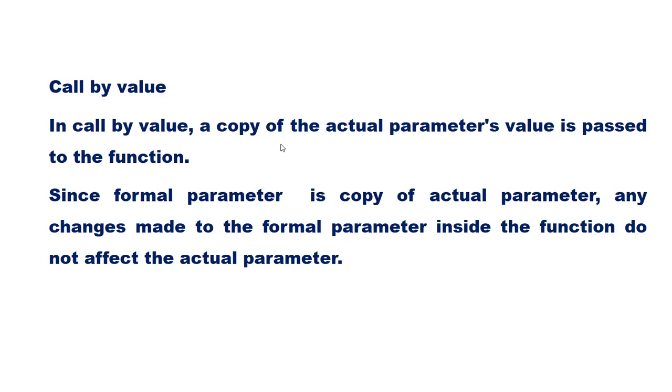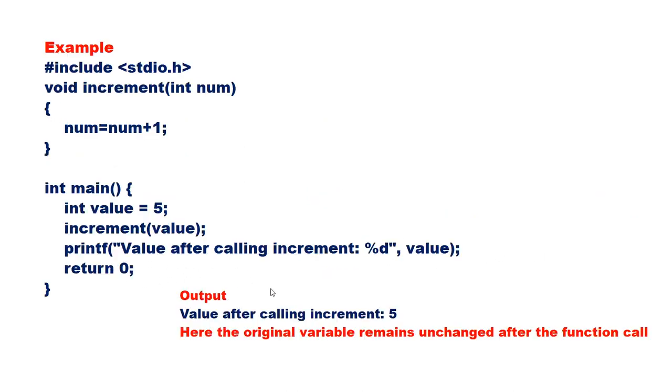In call by value, a copy of the actual parameter's value is passed to the function. Since the formal parameter is a copy of the actual parameter, any changes made to the formal parameter inside the function do not affect the actual parameter. Let us see an example. We have a function increment which takes an integer variable. Inside the body of the function, the variable is incremented by 1, num equal to num plus 1.